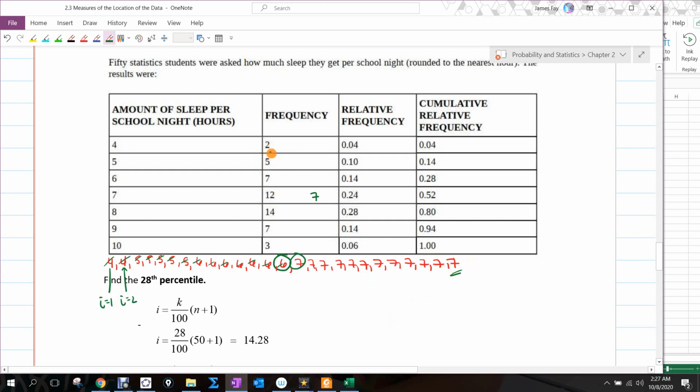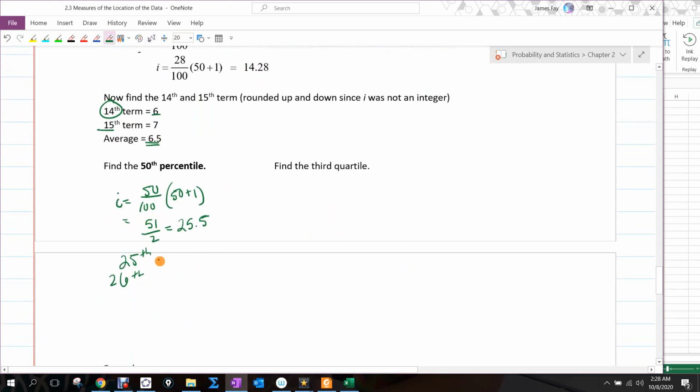And I got that by just knowing, well, cumulatively, at this stage here, 5 would be the 7th number, because those two add up to 7, so the 7th number is a 5. These three add up to 14, so the 14th number is a 6. The 26th number, because that's the cumulative at the end of this class here, would be a 7. And the one before that would also be a 7. So the 25th term is 7, 26th term is 7, the average of that, 7.